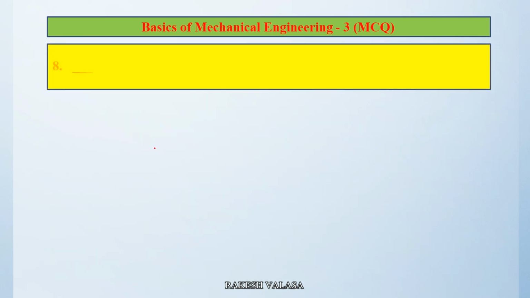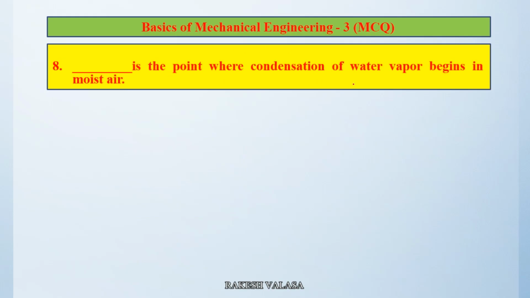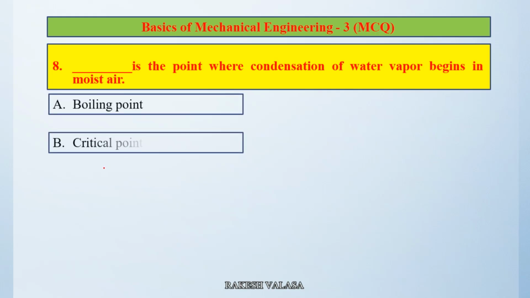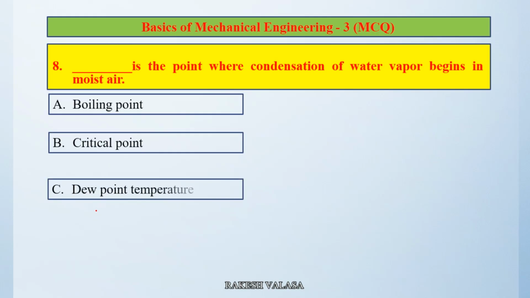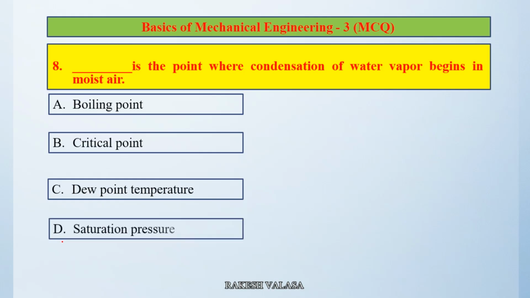Question number 8. Dash is the point where condensation of water vapor begins in moist air. Option A, boiling point. Option B, critical point. Option C, dew point temperature. Option D, saturation pressure.